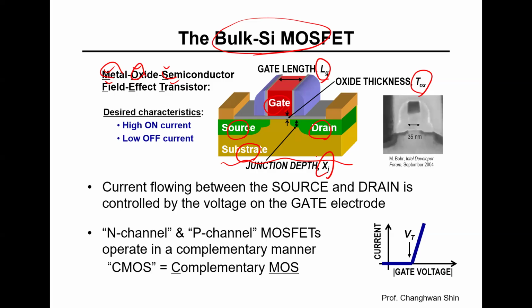So MOSFET technology comes in two complementary flavors, N-channel and P-channel, which operate in a complementary manner. When combined as CMOS, complementary MOS, they create extremely efficient digital circuits, much like how a well-coordinated dance between partners achieves movements neither could perform alone.